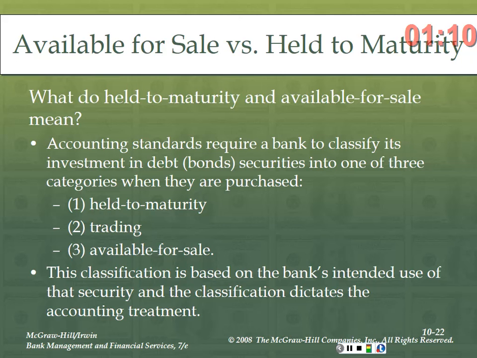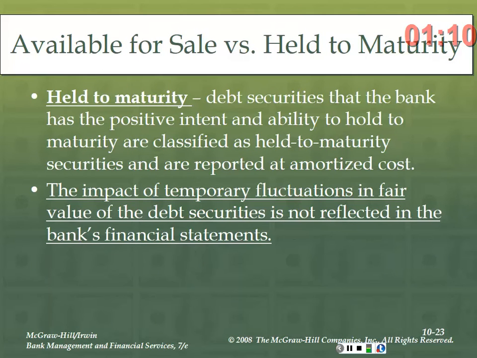It says here the classification is based on the bank's intended use of the security, and the classification dictates the accounting treatment. So the first one listed here is held to maturity. These are debt securities or bonds that the bank has the positive intent and ability to hold until maturity. They're classified as held to maturity and are reported at amortized cost. Okay, so here is the question related to this. What does that mean if we're talking about the amortized cost of a bond?